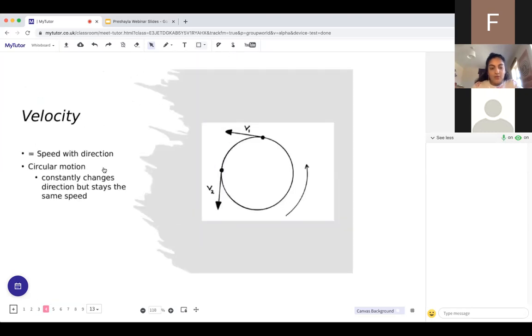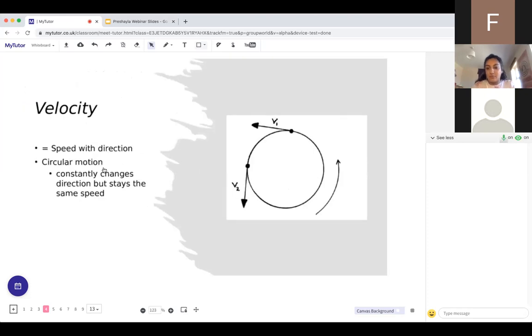Okay, so velocity is this speed, but with direction. Velocity is the vector kind of version of speed. Now, we need to think about velocity in a circle. So think about an object that moves in a circle. So for an example, a car on a roundabout. Okay, a car on a roundabout moves in a circle. It has circular motion.